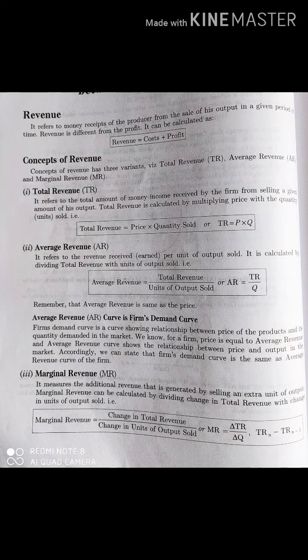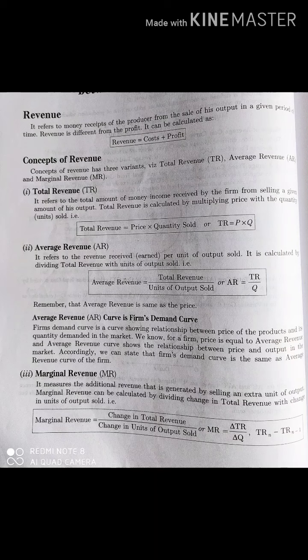Accordingly, we can state that the firm's demand curve is the same as the average revenue curve of the firm. We have already studied that it is directly related to demand. It shows the relationship between the price and the demand. That means if price increases, demand decreases. That is what we have studied so far. It is average revenue which shows the particular price and demand relationship of the firm.